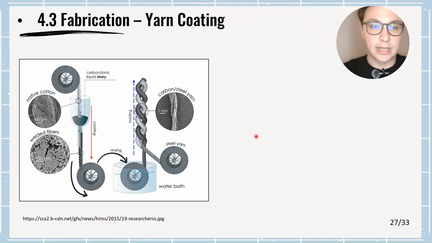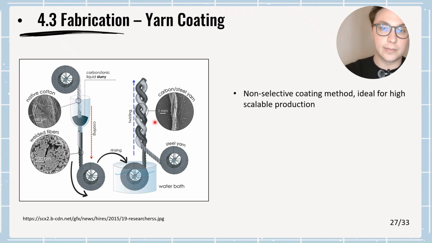Coming to the next one, another very interesting one is the yarn coating, which is basically a yarn which is forced to pass through this syringe and this nozzle. In this syringe, we find a conductive, semiconductive slurry. After passing through the syringe, the coating happens, and of course, as you can already understand from this schematic, it's not a very selective coating method. It is very much ideal for scalable production.